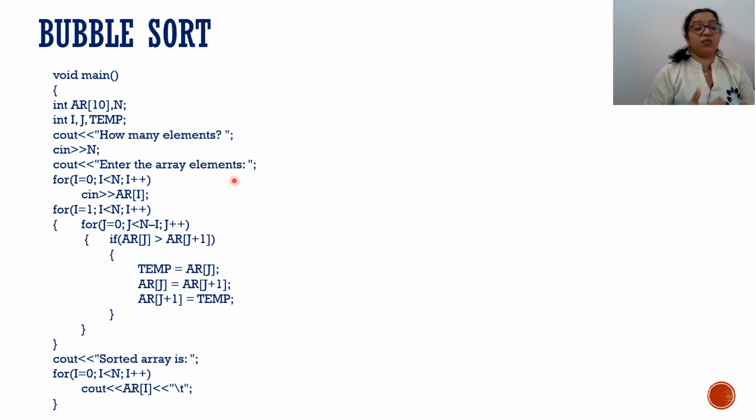Then see out, enter the array elements. So next we want to input the elements in that array. We are giving a prompt to the user, enter the array elements. Now we are inputting to the AR array. So the for loop begins: i equal to 0 onwards, i less than n, i plus plus, cin AR of i. So we set the array now.